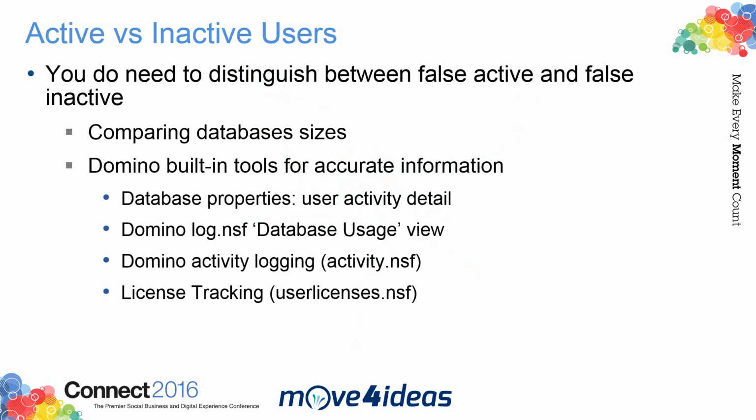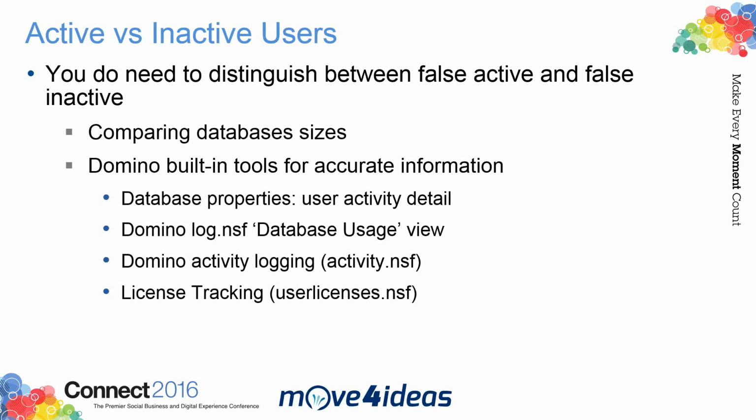What you do need is to distinguish between false active and false inactive. The first step we can do is comparing database sizes. It's easy. If you just have 13 megabytes on a mail file, you can suppose that no one is using this mail database. The second point, we have built-in tools for accurate information. You can use database properties, and inside database properties, you will be able to see user activity detail. Another way around would be to use the Domino log database usage view.